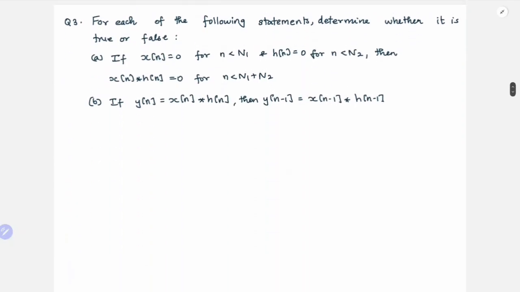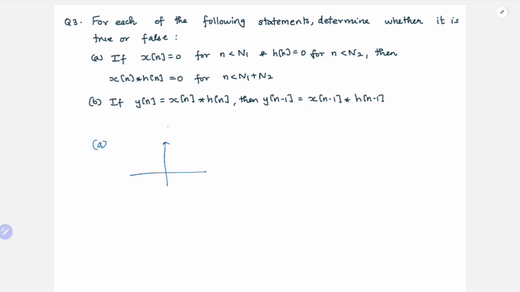So let us look at question 3. For each of the following statements, determine whether it is true or false. So if x of n is equal to 0 for n less than n1 and h of n is equal to 0 for n less than n2, then x of n convolved with h of n is equal to 0 for n less than n1 plus n2. So is it true or false? Let us try to check.